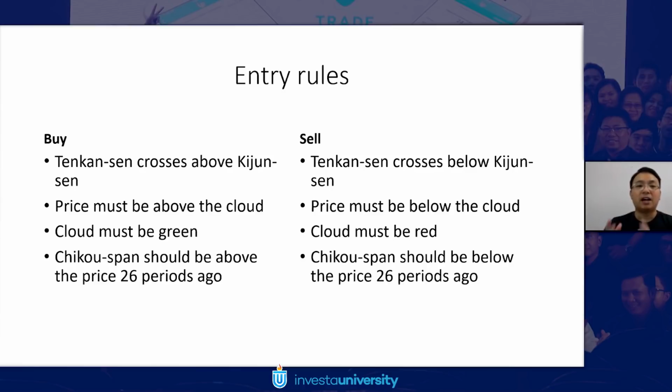Now, ano naman yung sell rules natin? If we're going to sell, it's basically the same idea, baliktad lang. Number one, your red line has to cross below the blue line, or your Tenkan-sen has to cross below the Kijun-sen. Next, your price must be below the cloud. Your cloud must also be red. And lastly, your Chikou span or your delayed line must be below the price 26 periods ago. Okay? So, yan yung 4 rules natin for a sell entry. Alright? Malinaw?